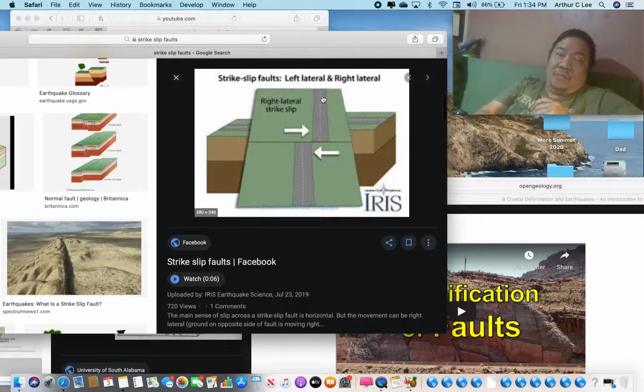If you have a road and this side moves, in California this happens all the time, this side moved this way, this side moved that way. And we call this specific type of strike slip fault either a right lateral or a left lateral strike slip fault. How can you tell? Is it a right lateral or left lateral? Let's take a look.